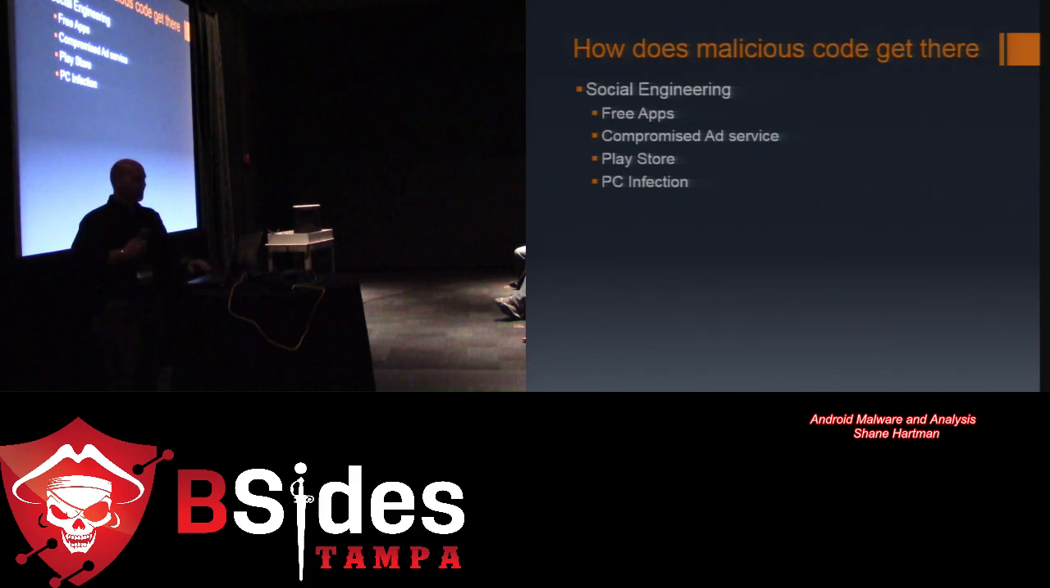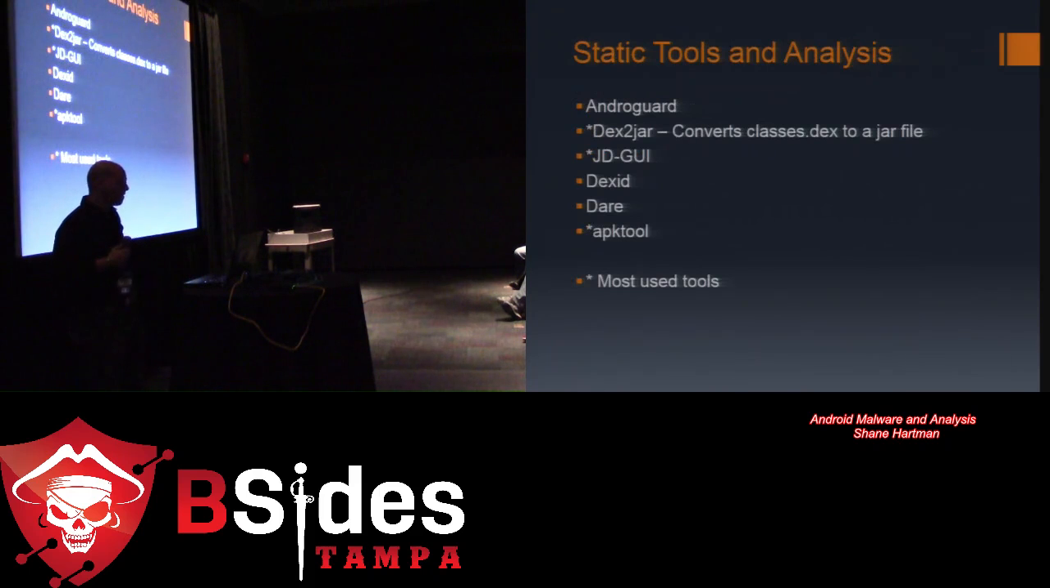We good? All right. Now let's start to get into some of the deep stuff. Static tools analysis. So you've got an APK. What do you do with it? On the static side, there's a bunch of different tools, more tools than I can explain within the hour. I just don't have enough time to do that. But some good ones are things like AndroGuard, which helps do decompiling, Dex2Jar, JD-GUI, DexID, Dare, and apktool. I starred a few of them. Those are the ones I use the most.